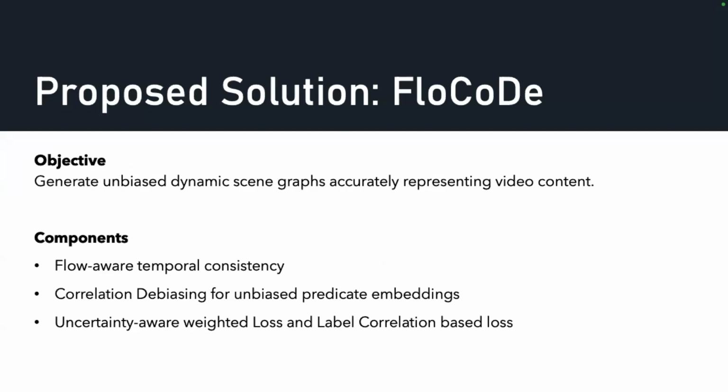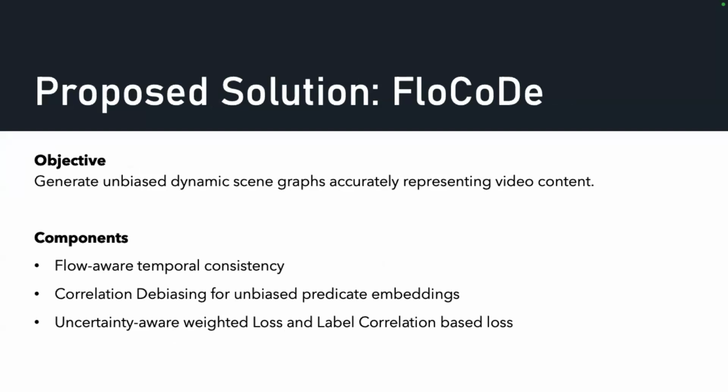So, next slide. Our objective in this proposed method is to generate unbiased dynamic scene graphs. By unbiased, we mean that both the rare labels and the frequently occurring labels are given equal importance, so that they can accurately represent the video content.